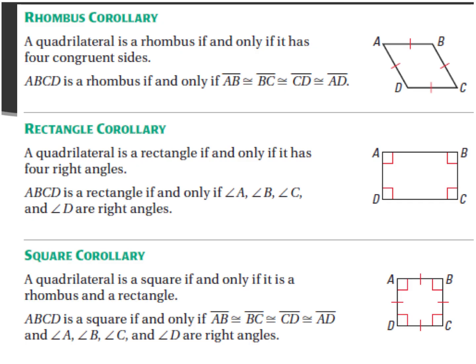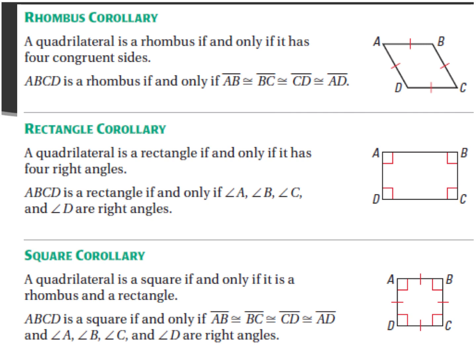So here we have all of the corollaries for all of the shapes. We have the rhombus one: a quadrilateral is a rhombus if and only if it has 4 congruent sides. So ABCD is a rhombus if and only if AB is congruent to BC and CD is congruent to AD, and they're all congruent to each other. So it's not necessarily going to have congruent angles, just congruent sides. That's what the definition of a rhombus would be.